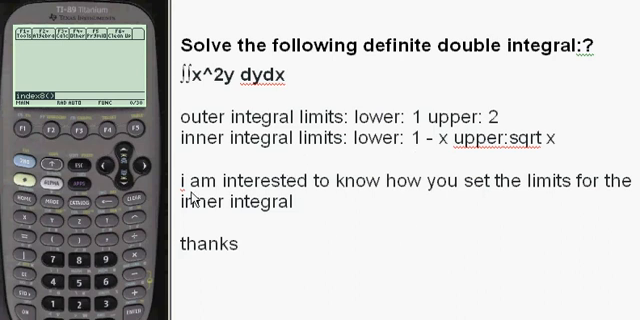Now, with that said, I'm going to do this double integral that was submitted to Yahoo. I'm going to show you how it's done. Looks simple, doesn't it? x squared times y.